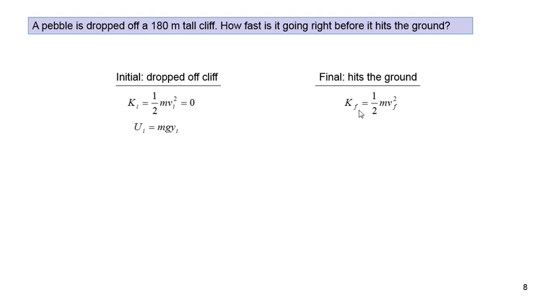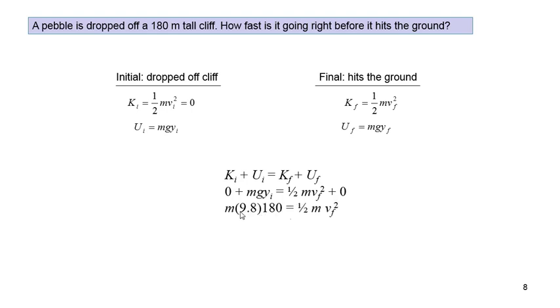When I hit the ground, my kinetic energy will be 1/2 m v final squared, and my potential energy when I hit the ground will be m g y final. So I'm going to use my conservation of energy equation here, plugging in the expressions that I have. I'll have 0 plus m g y initial equals 1/2 m v final squared plus 0. The m's cancel. I plug in g and y initial, and then I can solve for v final.